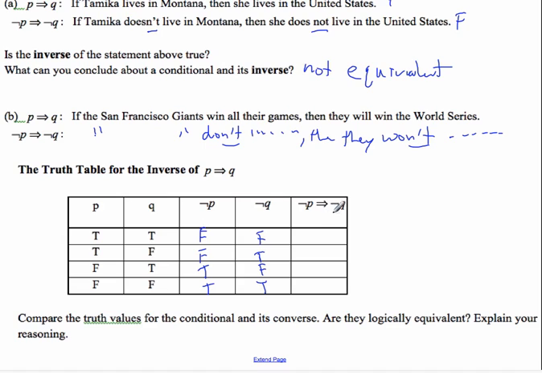So not P implies not Q: remember, that's only false if not P is true and not Q is false. So it's going to be this one right here. It's the only place where that's going to be false, and the rest is going to be true. So we've got these truth values for not P implies not Q, the inverse statement. Compare the truth values of the conditional and its inverse. The conditional, P implies Q, is true, false, true, true. So they are not logically equivalent.